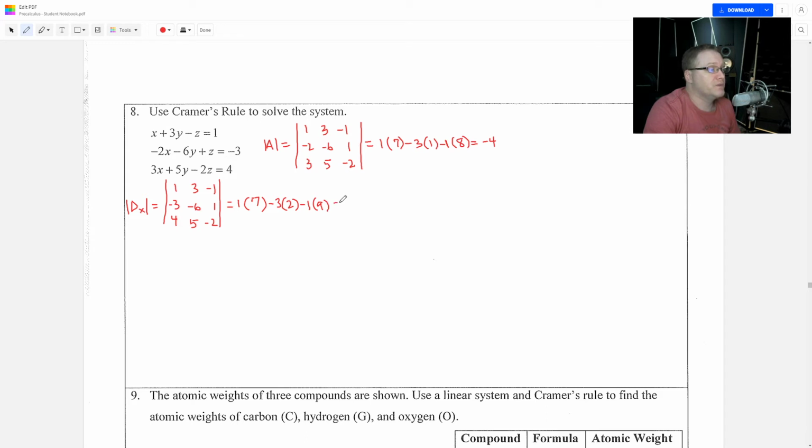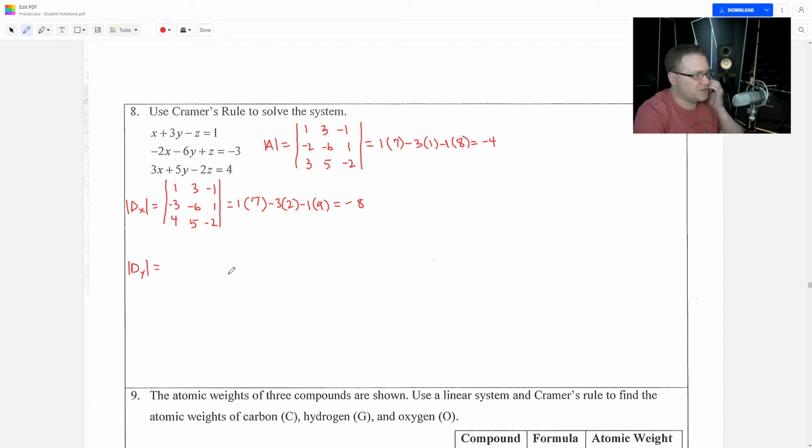All right, so then we're going to add these together. So we have 7 minus 6, that's 1, minus 9 is negative 8. So the determinant of dx is negative 8. All right, now we're going to find the determinant of dy.